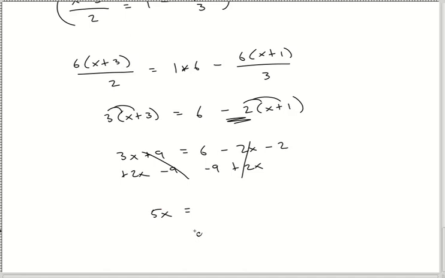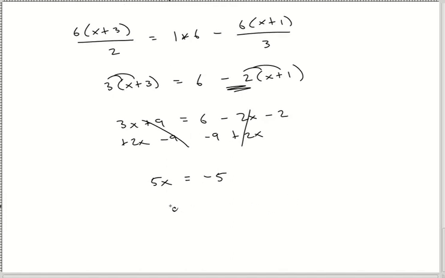So what did I get on my paper? I know, right? Negative 5. There we go. That sounds about right. So divide by 5 on both sides. X equals negative 1. There you go.